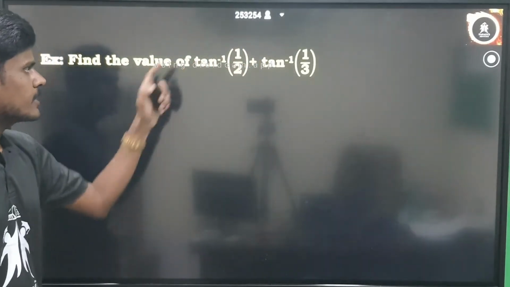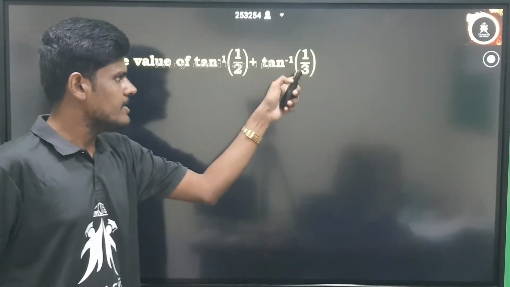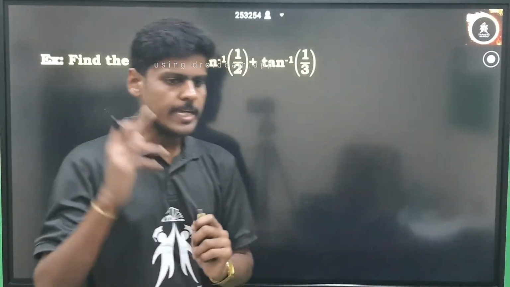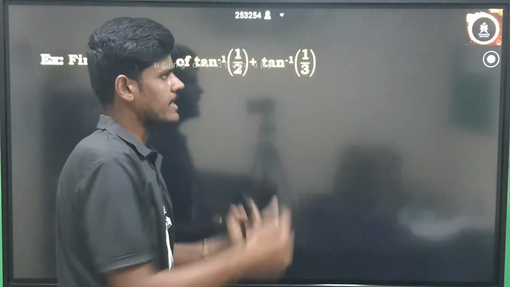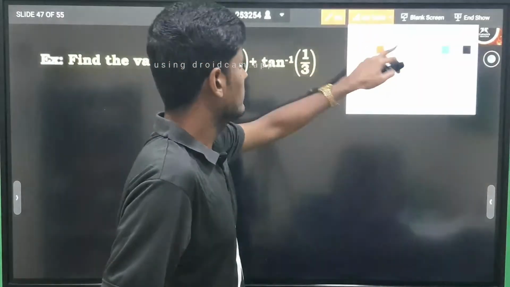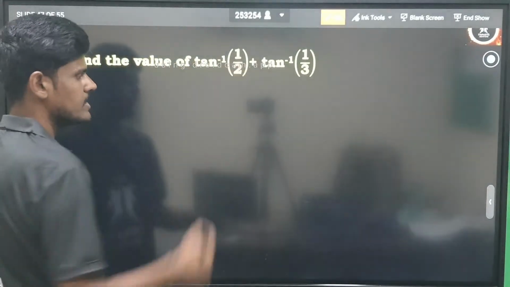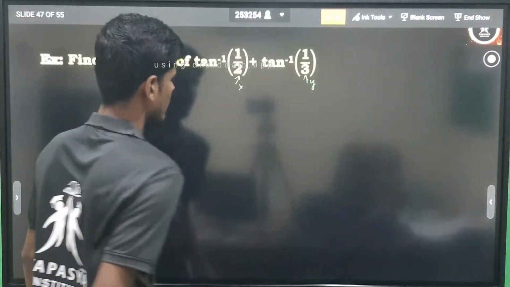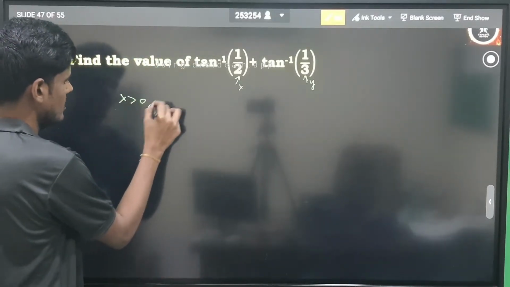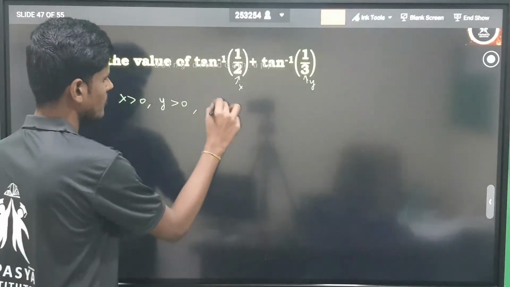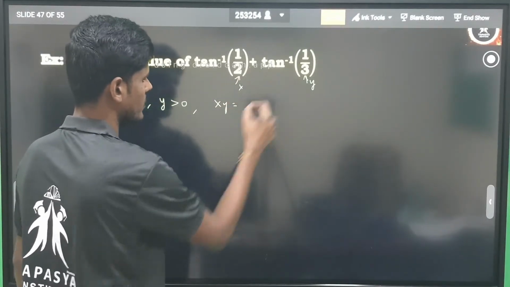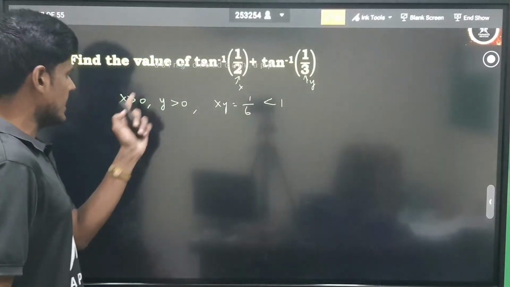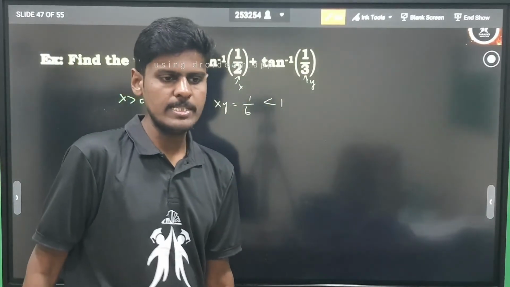Question: find the value of tan inverse 1 by 2 plus tan inverse 1 by 3. First step is to identify what is the formula to be used. Here this is of the form tan inverse x plus tan inverse y. Now what we need to observe? This value is greater than 0. Let this be x and let this value be y. That means x is greater than 0 and y is also greater than 0. What is xy? xy is 1 by 2 into 1 by 3, that is 1 by 6, which is less than 1. x greater than 0, y greater than 0 and xy is less than 1.